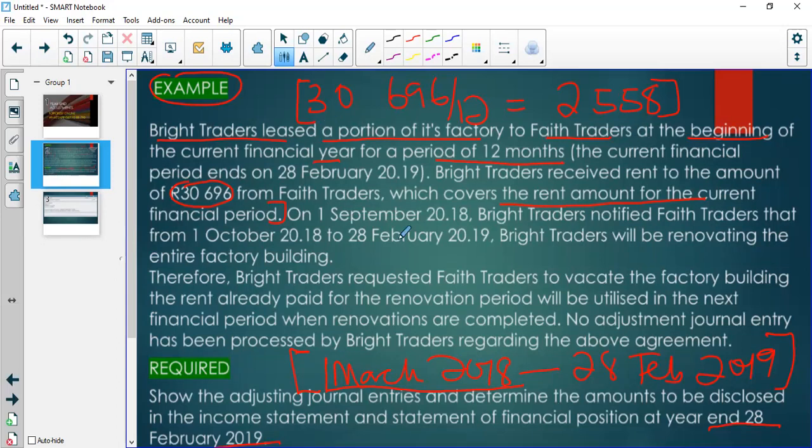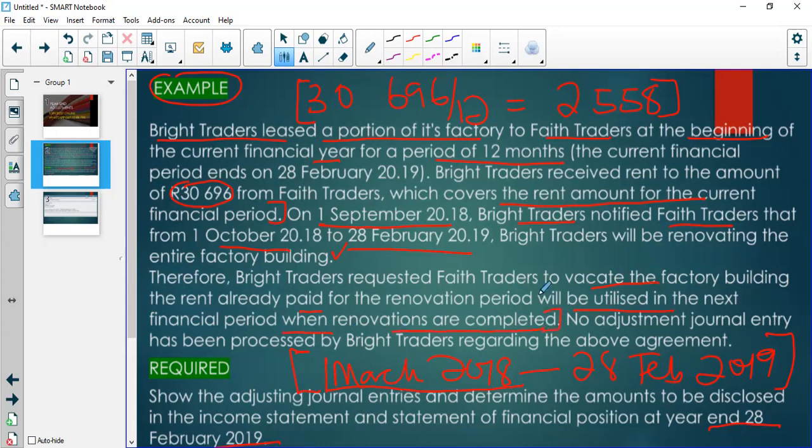So what happened is that during the year, on 1 September 2018, Bright Traders informed the tenant, the other company, that from the 1st of October to the end of the year, we are renovating the entire factory. Please, you need to go out. So they need to vacate the factory. And then the question is, what about the rent we've already paid? So you agree that it will be utilized in the next financial period when the renovations are completed.